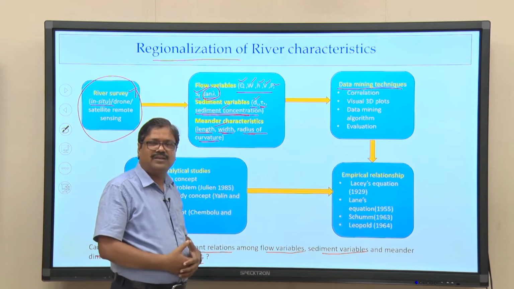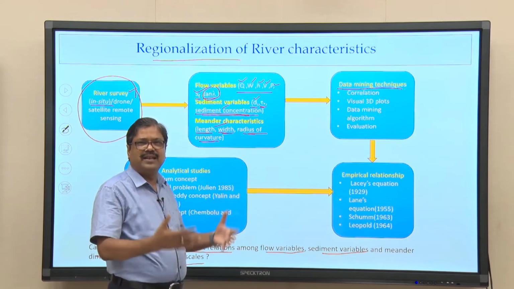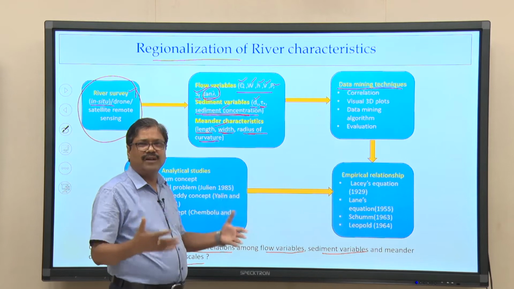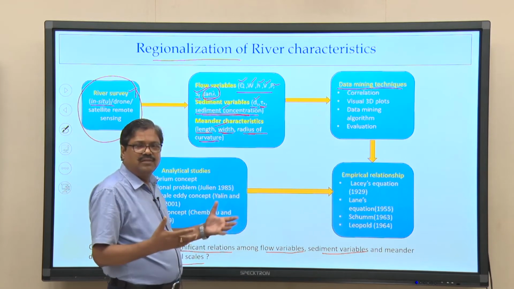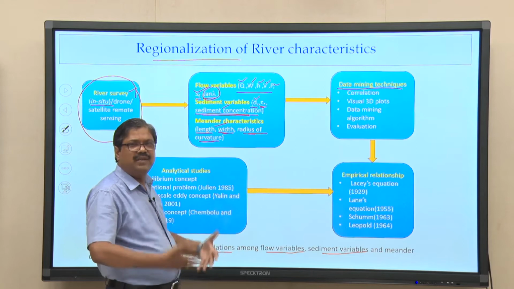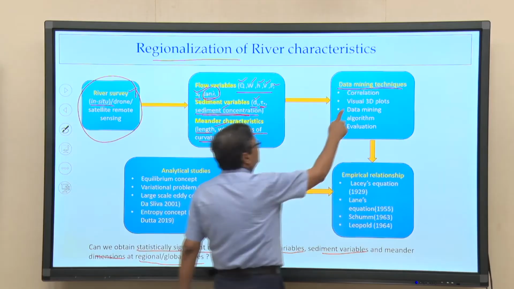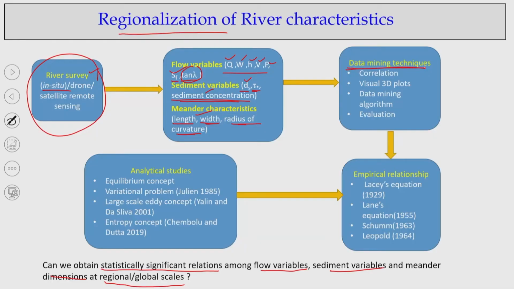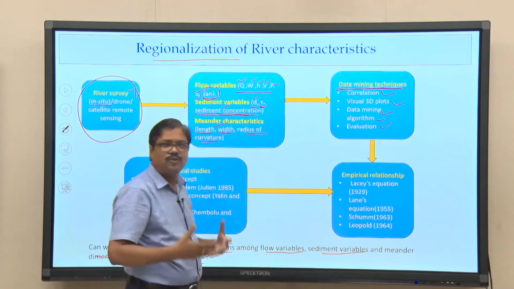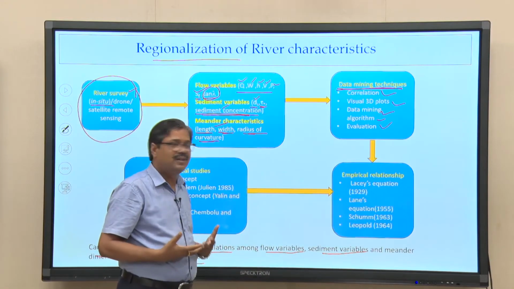at different time intervals, at the equilibrium stage, the stage where the banks are quite stable, or there is not a significant order of change happening. If you look at that part, we can establish the relationship using the data mining concept. Very basic is correlation analysis, visual 3D plots. There are a lot of data mining algorithms nowadays available, and we can integrate them and evaluate the relationship.